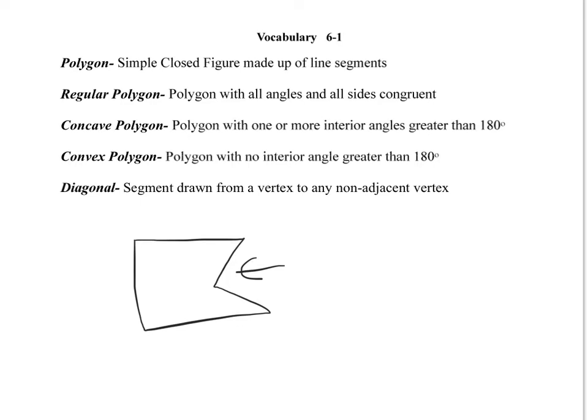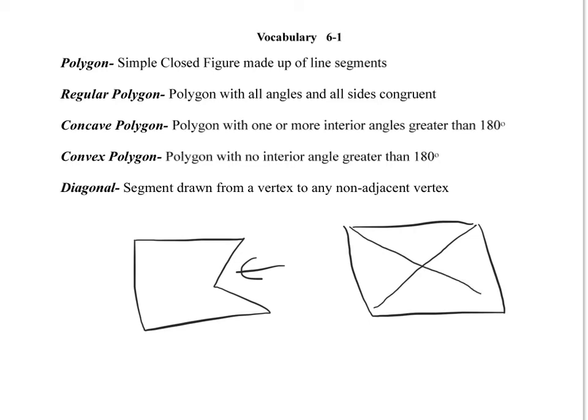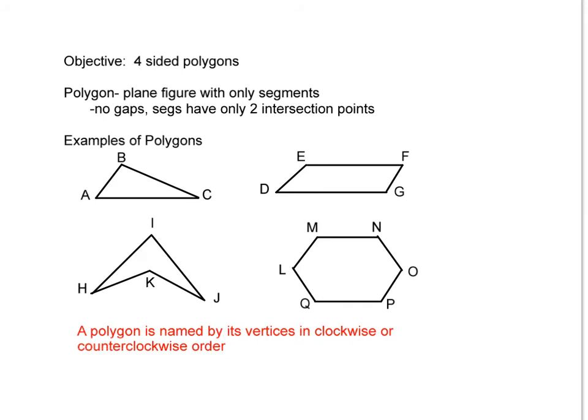Okay, a convex polygon is a polygon with no angles greater than 180. And a diagonal, like if I have a quadrilateral, a diagonal is a segment that goes from vertex to vertex that aren't making sides, so to any non-adjacent vertex. Four-sided polygons we call quadrilaterals, as you know. These are some examples of polygons right here.